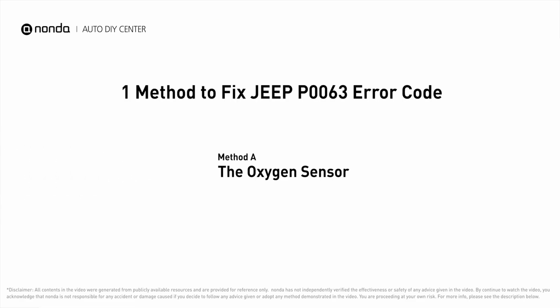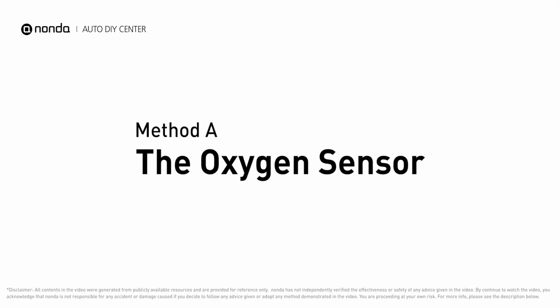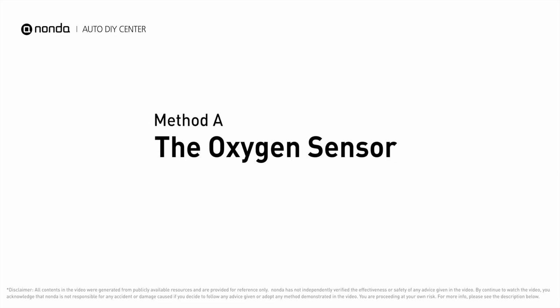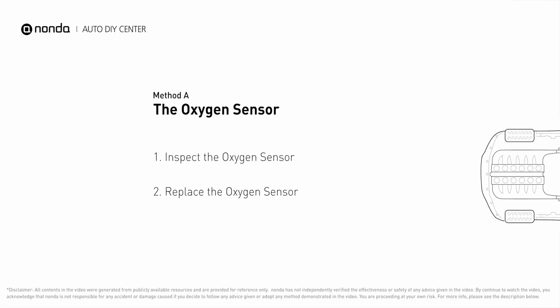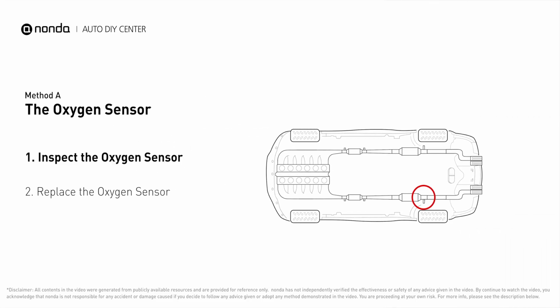Here is one of the most practical solutions to fix Jeep's P0063 error code. Method A, the oxygen sensor. This oxygen sensor is located right after the catalytic converter. Bank 2 is on the side with the cylinder number 2. Sensor number 3 is downstream of the last catalyst in the exhaust system.